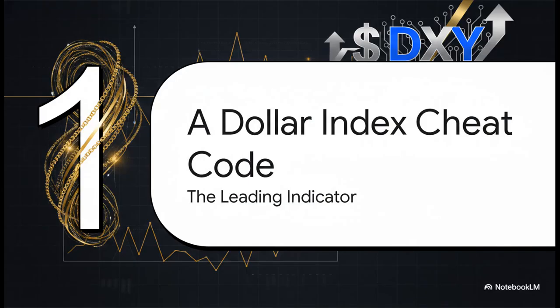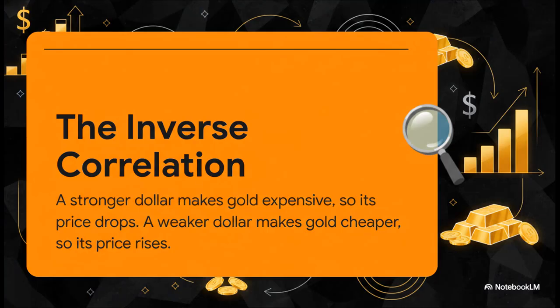So, this cheat code, it's not some fancy, complicated indicator you have to buy. The secret is actually hiding in plain sight on the US dollar index chart, or the DXY. It's just a simple measure of the dollar's strength against other big world currencies. The logic here is surprisingly simple, but trust me, it is incredibly powerful. It all boils down to this one fundamental relationship.